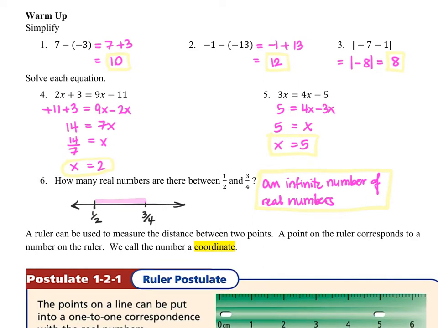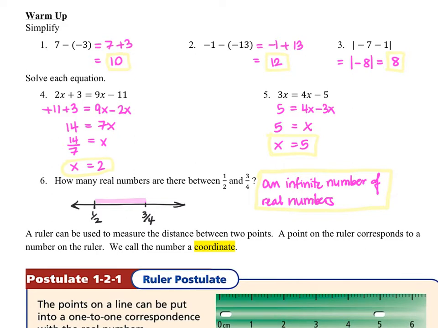Numbers 1 and 2 were integer questions, and you probably remember that from your middle school math, so hopefully you didn't have any trouble with those. Number 3 is an absolute value question where we're just evaluating the distance away from 0 of the number inside the absolute value bars. Numbers 4 and 5, we needed to solve the equation for the unknown variable x, and again, those were fairly straightforward.